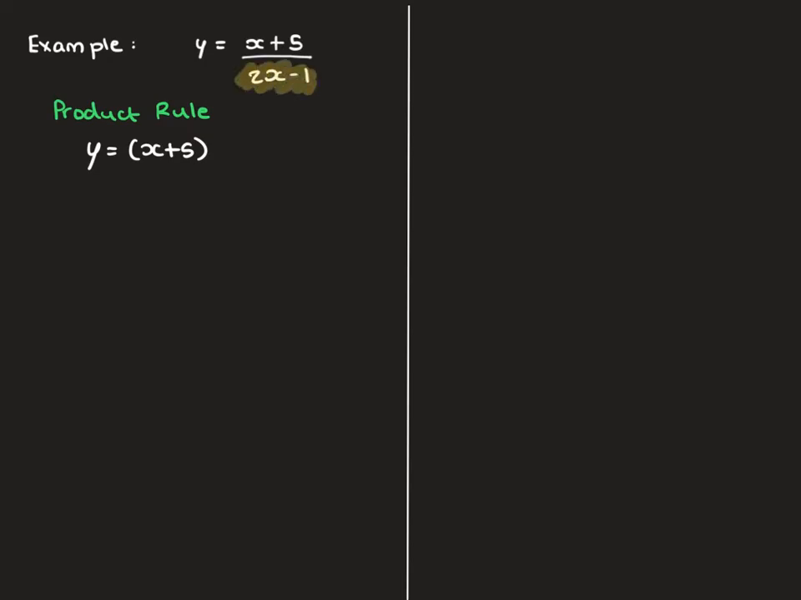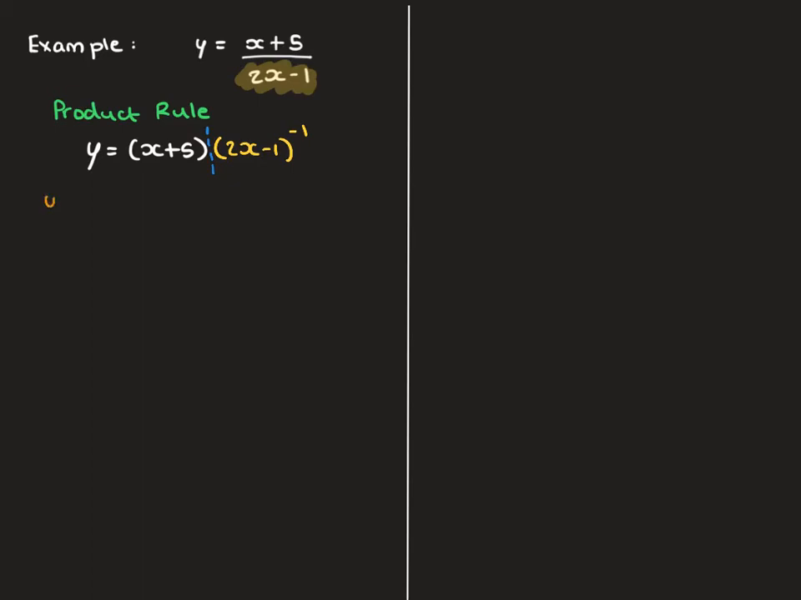2x minus 1, we can rewrite as 2x minus 1 to the power of negative 1, so it joins the x plus 5 in the numerator rather than existing as the denominator. And we now have a clear product. Look at the two constituent parts of it.